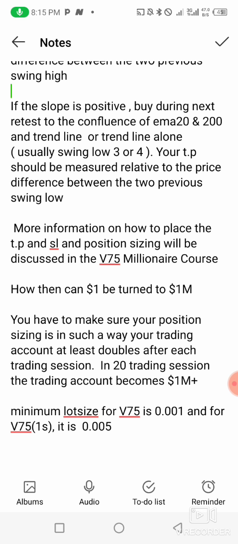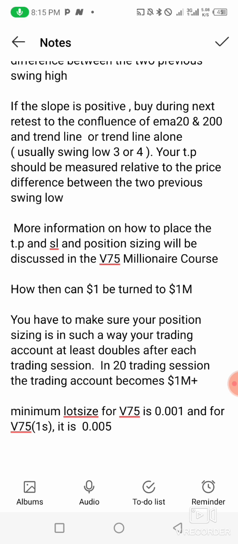Minimum lot size for V75 is 0.001 and for V75 1s it is 0.005. Now listen, if you have $1 equity in your account, you cannot actually trade it on V75. I hope you know that. But you can trade it on V75 1s. So on V75 1s, once you get the signals, I'm going to teach you how to do it.